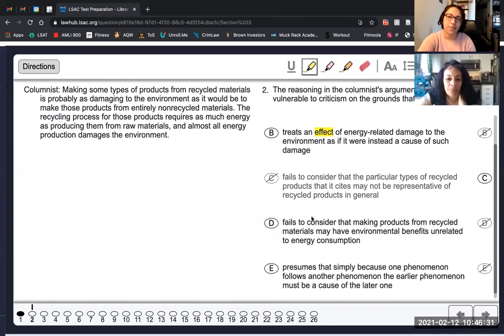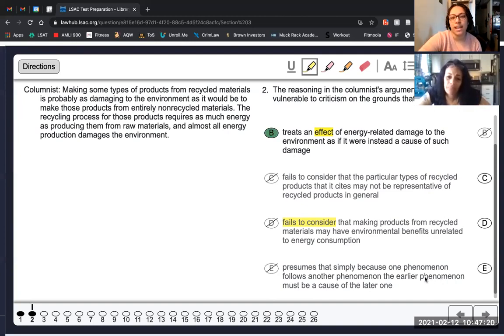And so what made you eliminate it? It's saying fails to consider that making products from recycled materials may have environmental benefits unrelated to energy consumption. No, it just doesn't mention anything like that in the passage. So the fails to consider is what caught me. E: presumes that simply because one phenomenon follows another phenomenon, the earlier phenomenon must be the cause of the later one. Let's eliminate E, because of the word phenomena. Yeah, I'm going to go with B.